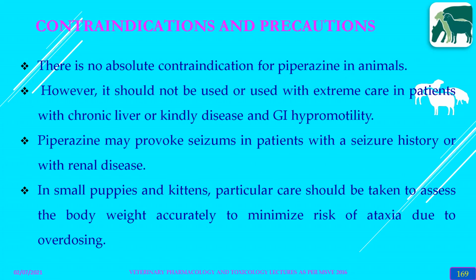In small puppies and kittens, particular care should be taken to assess the body weight accurately to minimize the risk of ataxia due to overdosing. That's also one of the possible concerns.